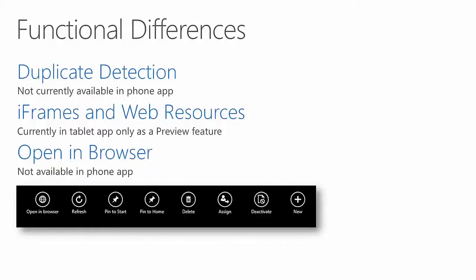Besides the slight rendering differences that we just finished reviewing, there are only a few functional differences to note. The most important one to be aware of is that there's currently no duplicate detection in the phone app. In the web application and tablet app, when you are creating a record or modifying an existing record, if your duplicate detection rules consider that a duplicate, you would receive a notification before you're able to save that record, and you can choose what to do with it. Within the phone application though, even though that record might be a potential duplicate, you would save that without any warning. So that is one of the existing differences.